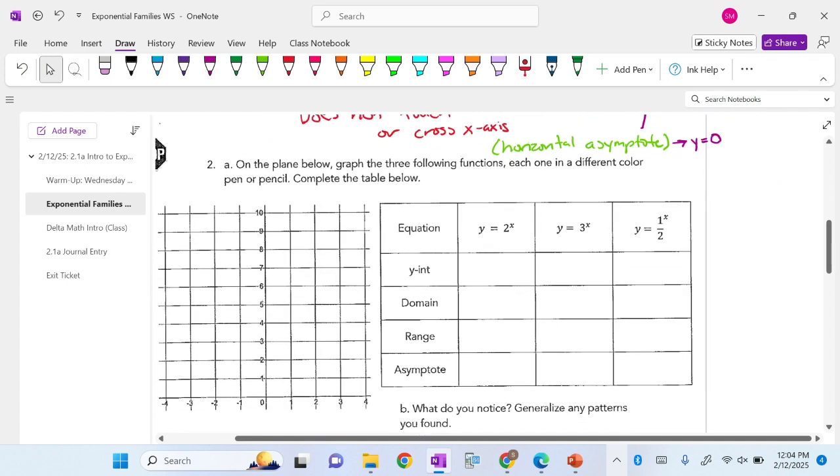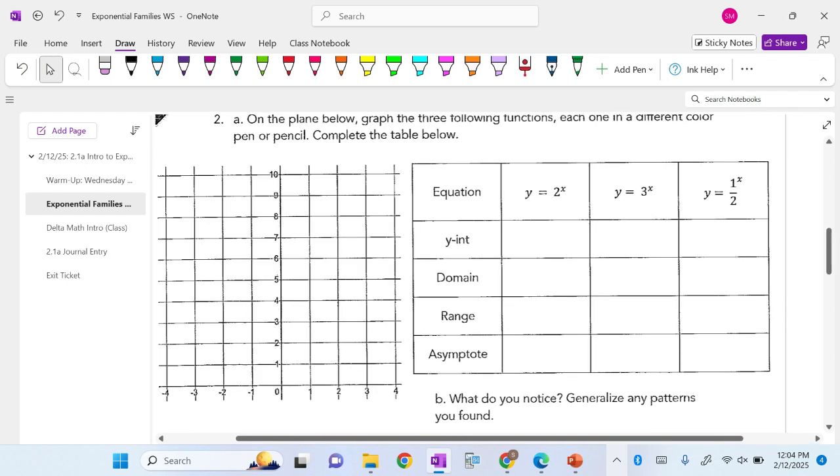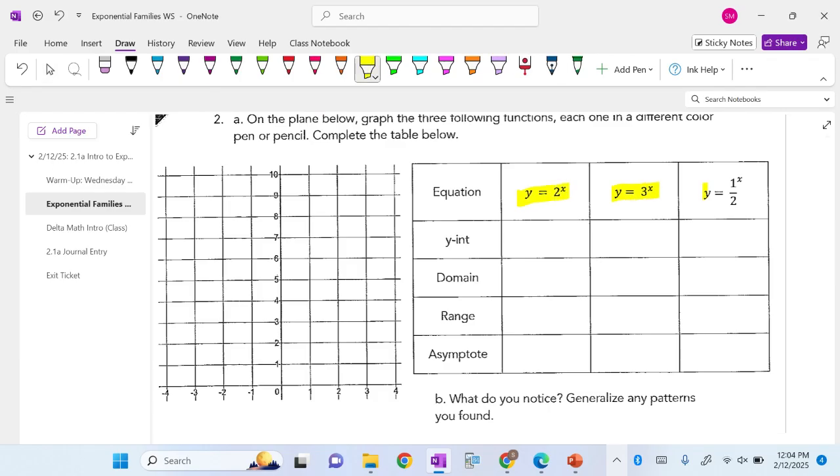Now, that being said, I want you guys to take a minute and graph all 3 of these functions in Desmos and state their y-intercept, their domain, their range, and their horizontal asymptote, and do a quick sketch on the graph. So basically just fill in that chart. It'll take about 5-6 minutes.